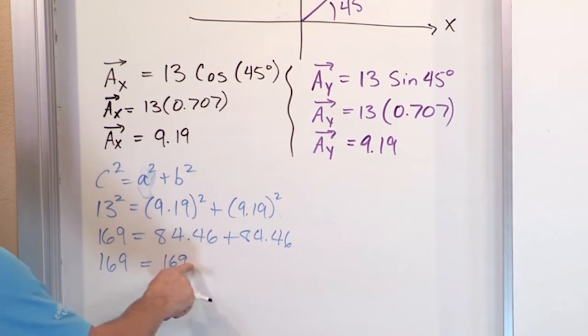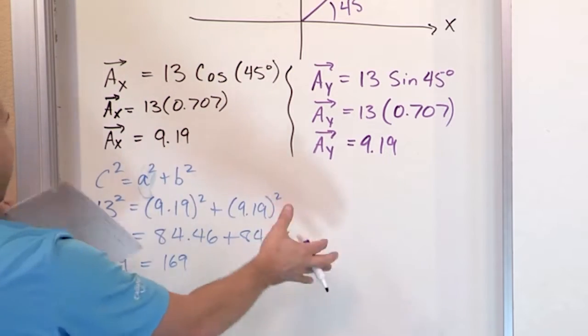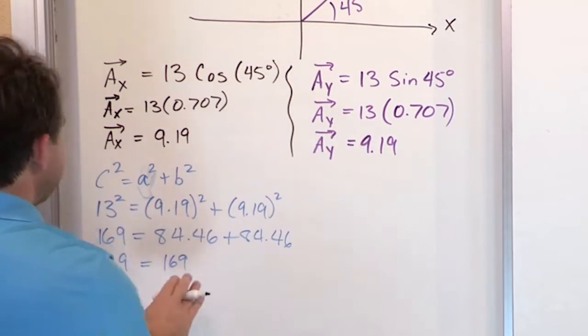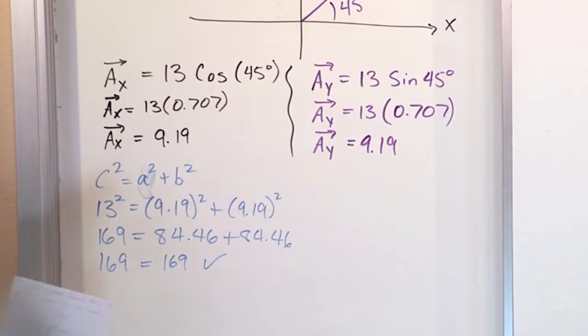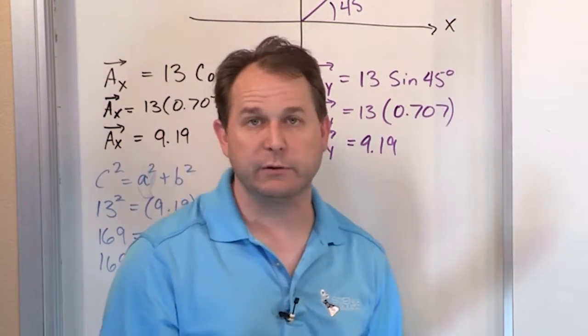You might have a little decimal left over as a rounding error because of the way we rounded here, but it's going to be so close that you can basically say they're the same. So this does form a right triangle, so we are confident that our components are correct.